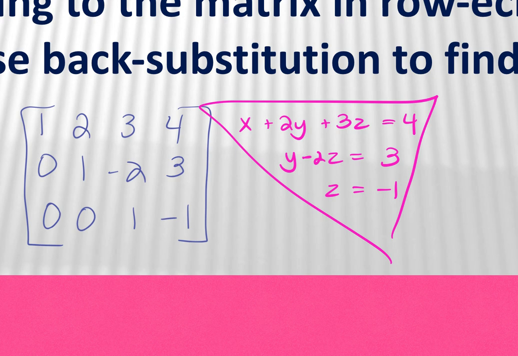So z is negative 1. I take the z, I plug it in. I get the y. I take the z and the y, I plug it in. I get the x. And we're going to solve the system this way.